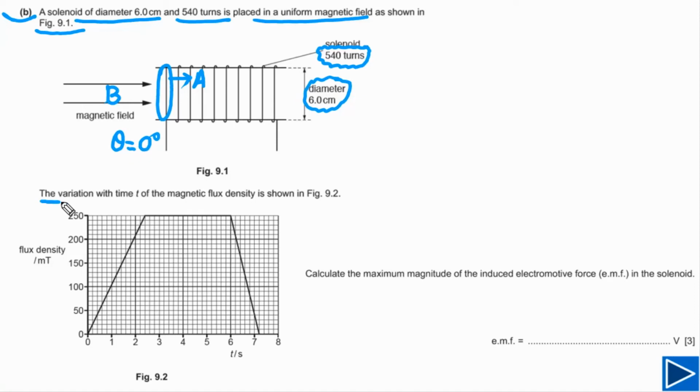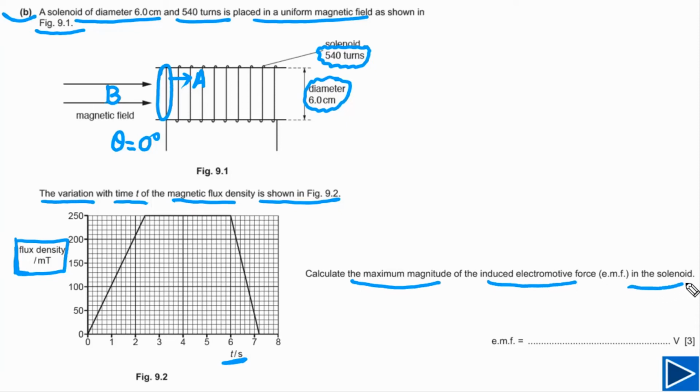For this question, it is also given to us the variation with time t of the magnetic flux density, shown in figure 9.2. On the y-axis, we have magnetic flux density in milliteslas. And on the x-axis, we have time in seconds. For this question, we need to calculate the maximum magnitude of the induced EMF in the solenoid. So let's try to understand how we can calculate induced EMF.